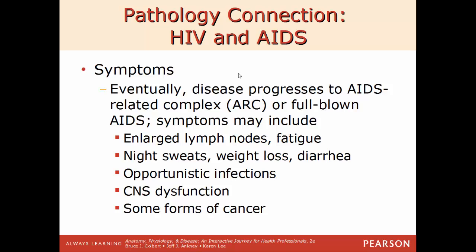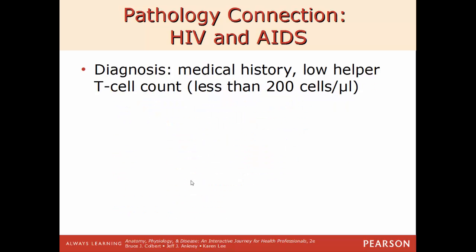And some of these symptoms may include fatigue, enlarged lymph nodes, weight loss, night sweats, diarrhea, central nervous system dysfunction, some forms of cancer, and opportunistic infection. Now, those are present because your immune system is so compromised. Other infections that would normally not be that big a deal for you are now a very big deal because you literally have a suppressed immune system. Diagnosis: medical history, having a low helper T cell count, less than 200 cells per microliter.